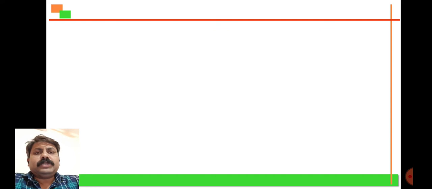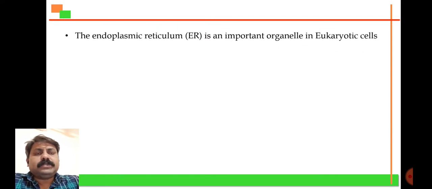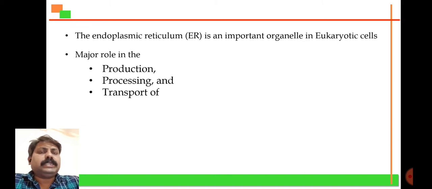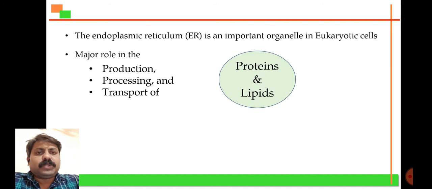Now this important organelle is present in a eukaryotic cell, and it has a major role in production, processing and transport. Now what type of production is this organelle involved in? It is involved in the production, processing and transport of proteins and lipids. So this organelle is basically involved majorly in the production of proteins, and in their processing and transport.